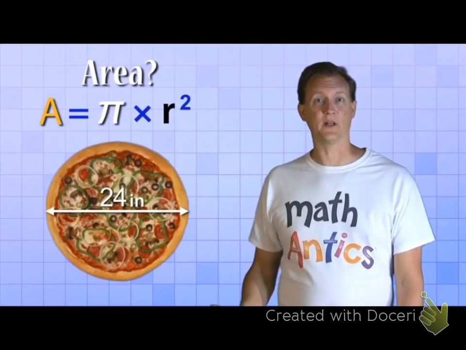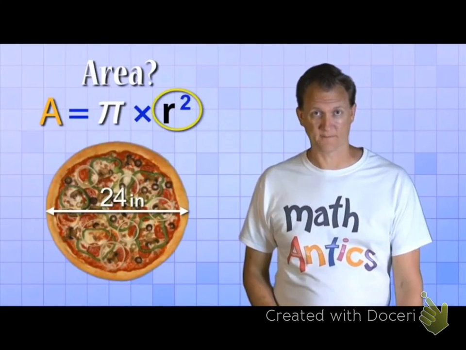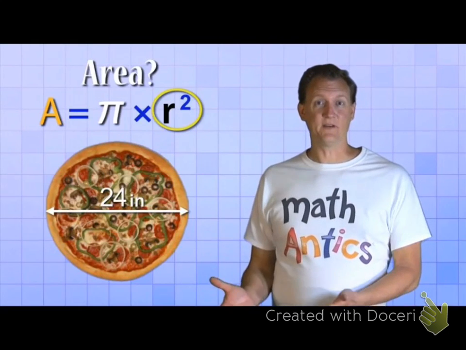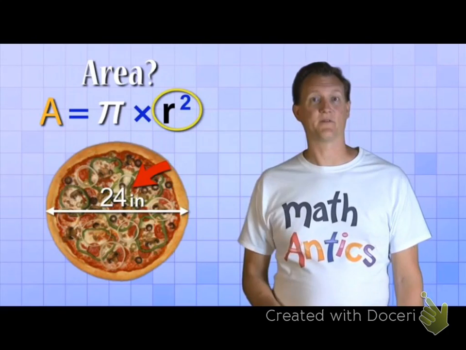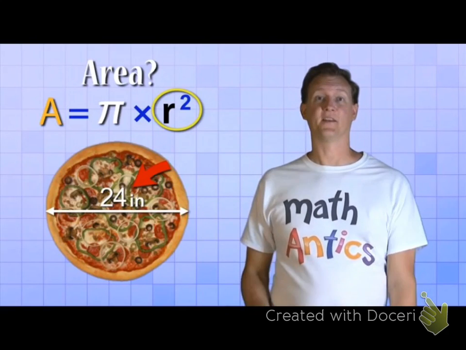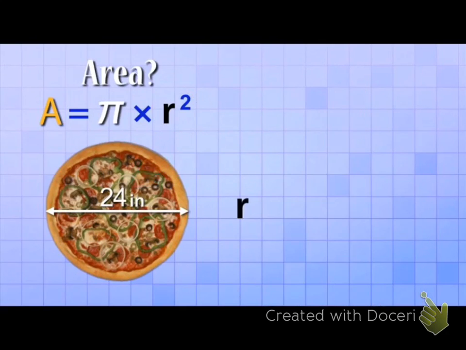Well, using our formula, we start by squaring the radius. But the problem didn't give us a radius, it gave us the diameter. So we have to calculate the radius from the diameter. Fortunately, that's really easy. The radius is just half of the diameter. So we just need to divide the diameter by 2. 24 inches divided by 2 gives us 12 inches for the radius.